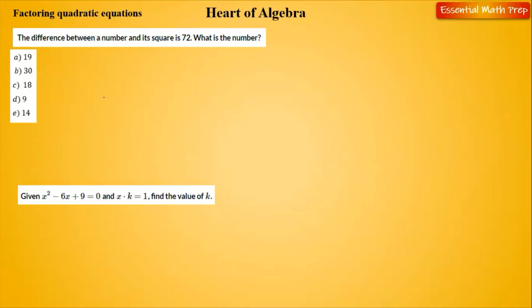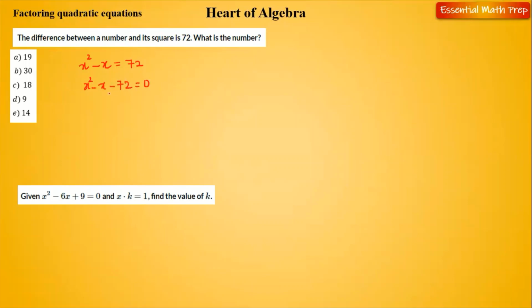The difference between a number and its square is 72. What is the number? Well, we don't know the number. So let's assume the unknown number to be x. So the difference between a number and its square. So the square of the number is x squared and the number is x. So the difference between a number and its square, this is how it literally reads, is equal to 72. So that means x squared minus x minus 72 equals 0.